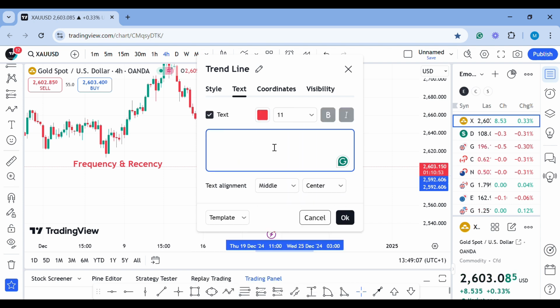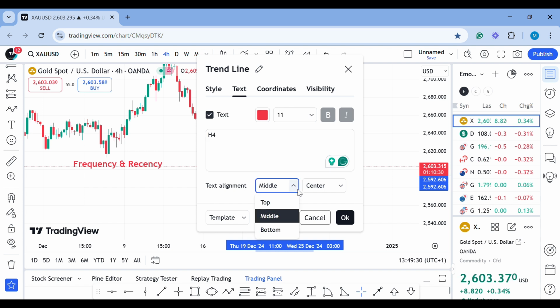Then text, come to text. This is how it will be. Then click on this place here, and it will give you access to place a text here. So just write your H4 there. H4 represents the 4-hour time frame. Then come to this text alignment, so change it to the middle. For me, I want mine to be in the middle, which is the text should be in the middle of the trend line. So if you want yours to be on top, you can put it, or bottom, but I want mine to be in the middle.